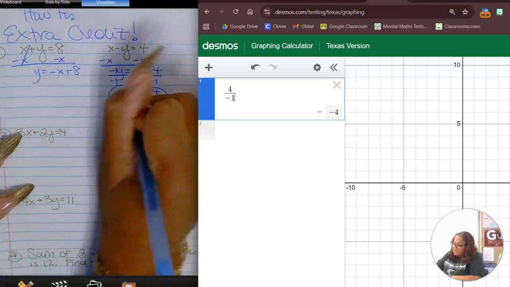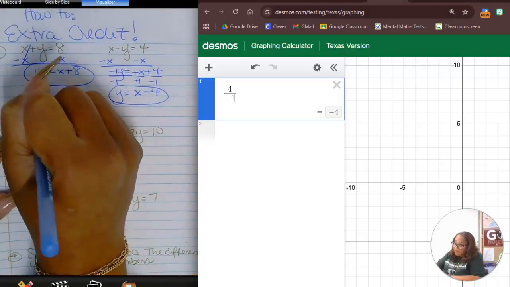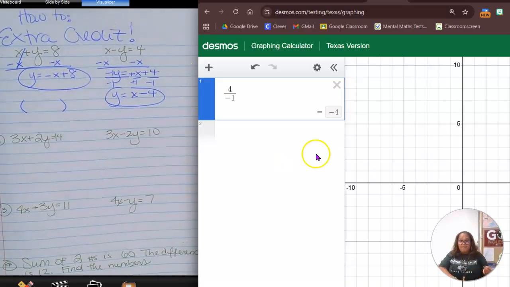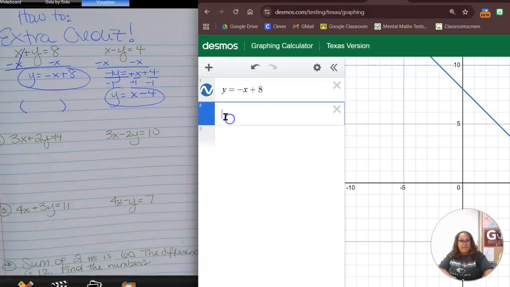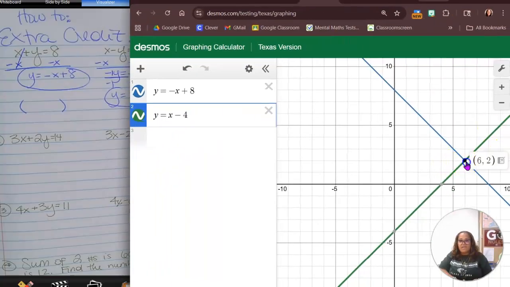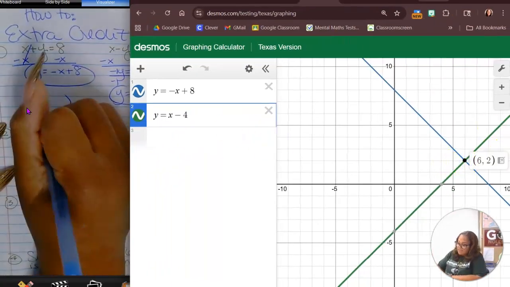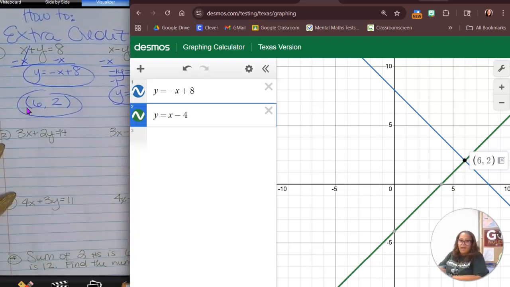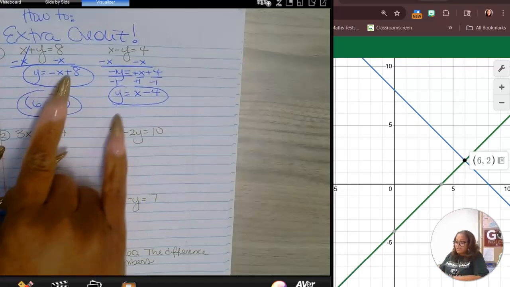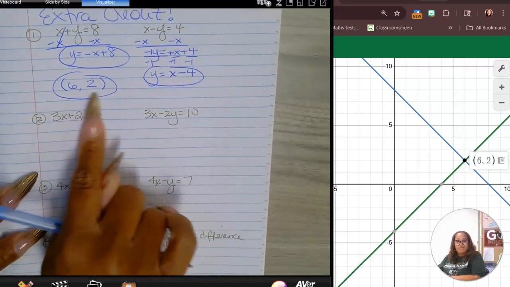Here's my first equation. Here's my second. Now I'm going to Desmos to graph these to find the solution. y equals negative x plus 8. And y equals x minus 4. So then I look at where they intersect on Desmos, which is right here. My intersection is 6, 2. There's my answer. I have my 2 y equals mx plus b's and a point of intersection.